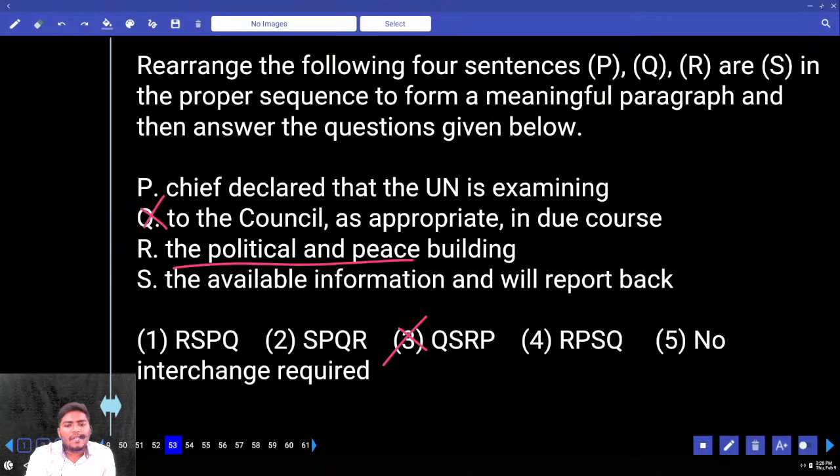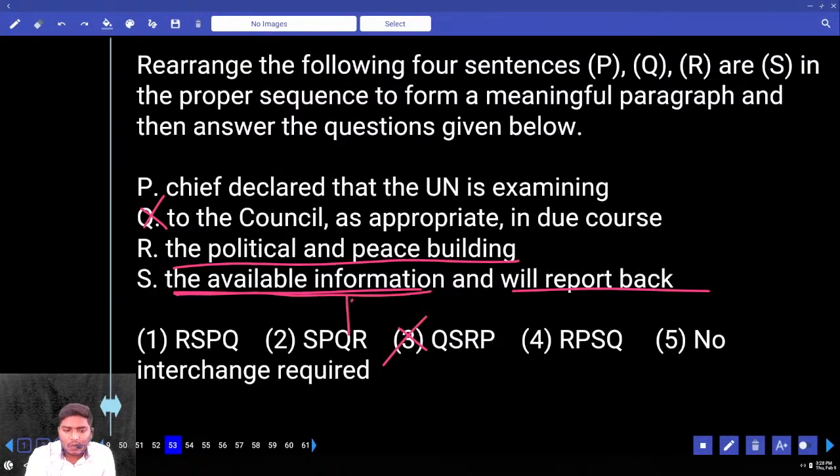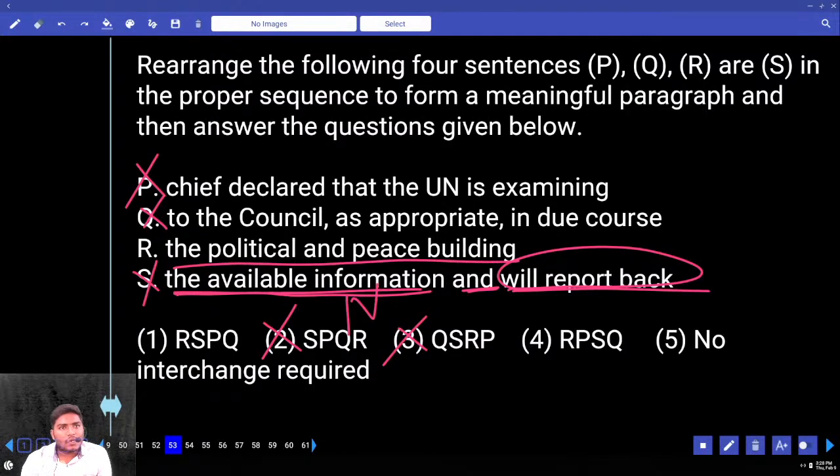"The political and peace building, the available information and will report back." Look at this. The available information is a noun, but what is given immediately? And will report back. What will report back? We are not sure. So S is also not meaningful. Eliminate S. One more sentence we can eliminate. What is that? P is also eliminated. Why? Because in the options we don't have any P.